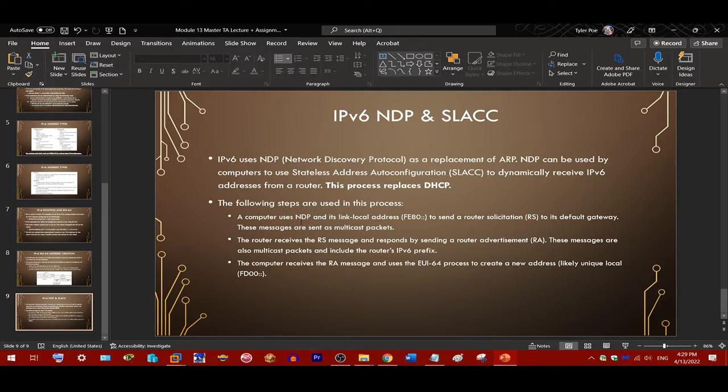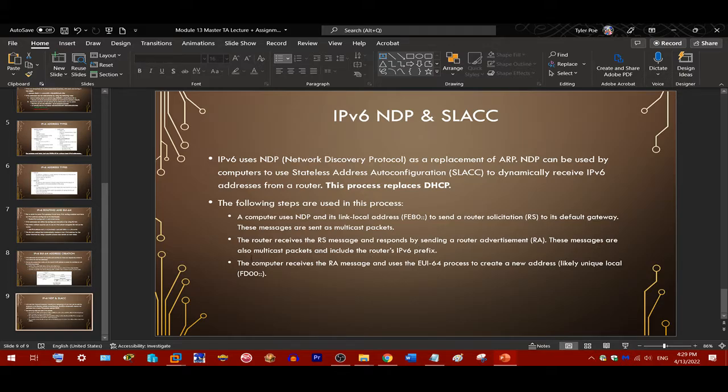First, a computer uses NDP and its link local address, which will start with FE80, to send a router solicitation or RS message to its default gateway, which is the router. These messages are sent as multicast packets. The router then receives the RS message and responds by sending a router advertisement.